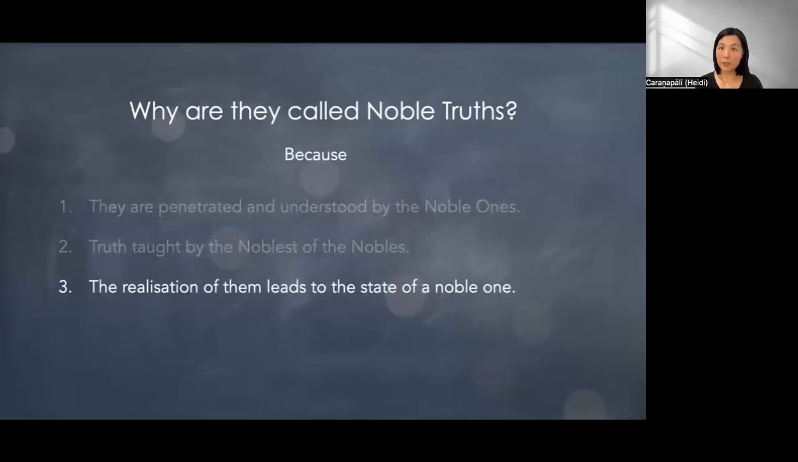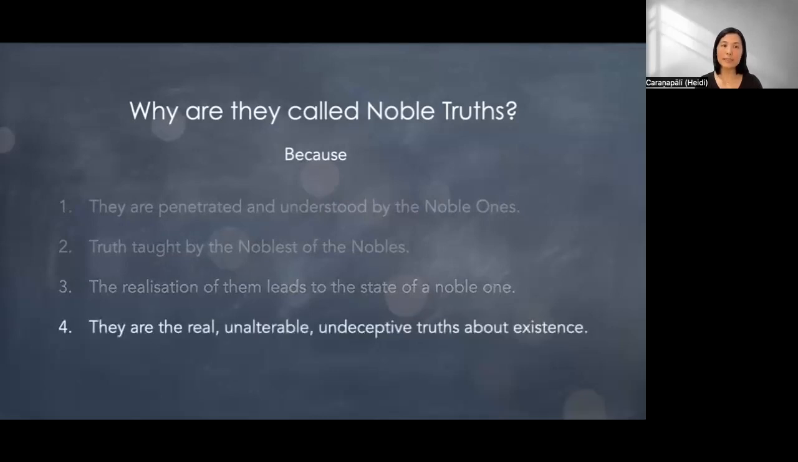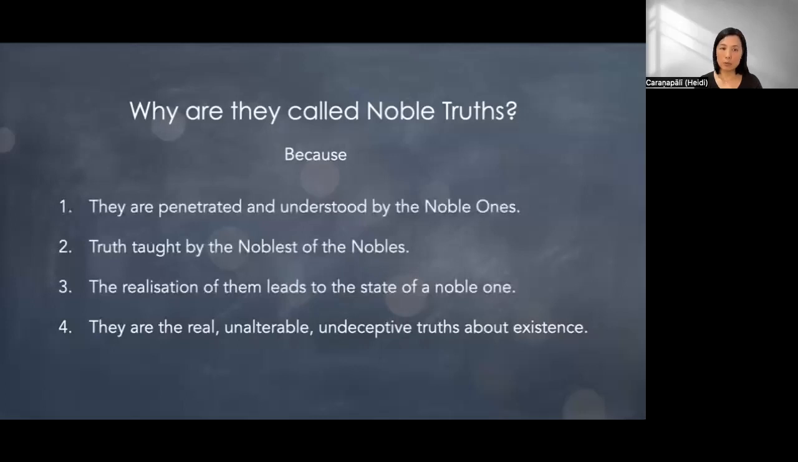When a person realizes these truths, then it leads to the state of an Ariya, of a noble one. Therefore, they are called the noble truths. That's the third reason. And the fourth reason, that's because these truths are real, unalterable, undeceptive truths about existence. So because of these four reasons, they are called the noble truths.